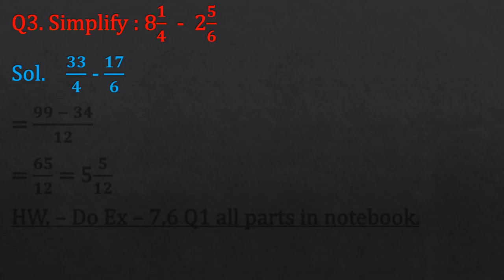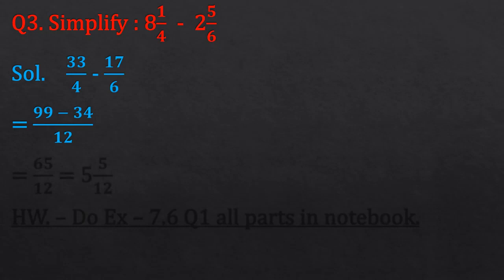Okay, now we have converted the mixed fractions into improper ones. Now see whether they are like fractions or unlike fractions. They are unlike fractions. That means we have to take the LCM of the denominators 4 and 6. We have taken the LCM in the previous question also. So the LCM of 4 and 6 is 12. Now write down the common denominator once, 12.